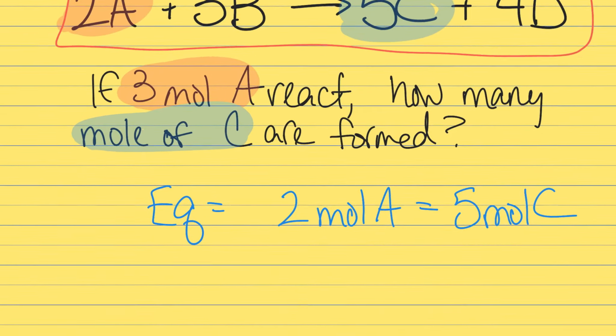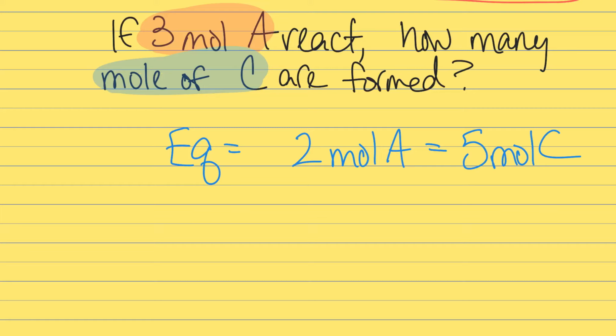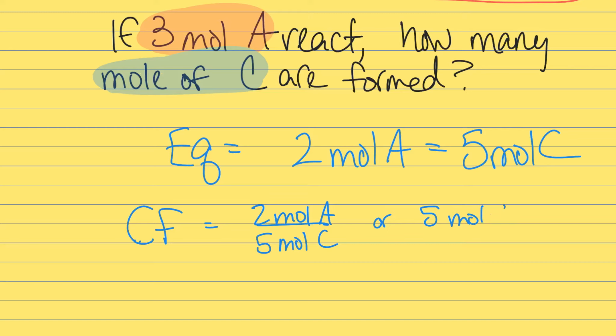All right? So if that is the case, then we could come up with our conversion factors. The conversion factors that you could possibly use for this problem are 2 moles of A over 5 moles of C, or 5 moles of C over 2 moles of A. Okay, now let's just go ahead and answer this problem.